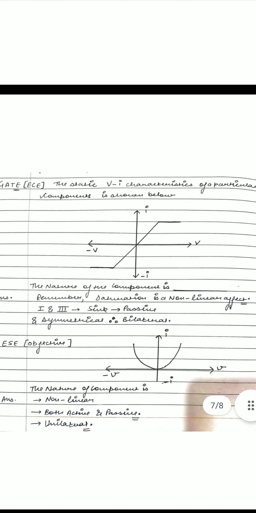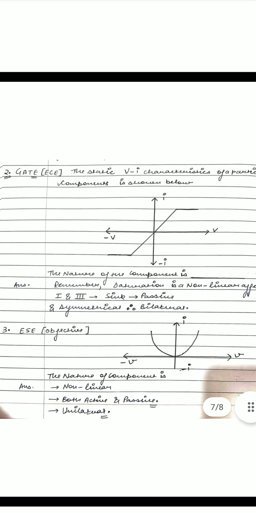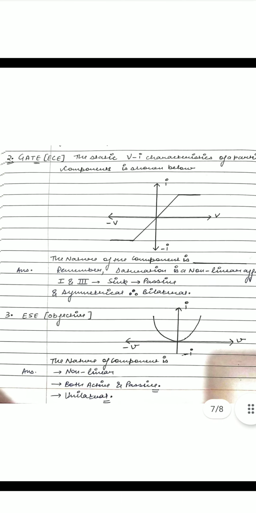The static VI first question was already asked in GATE ESE. The static VI characteristics of a particular component is shown below. From the graph we have to find out the nature of the component. So first thing, is it linear or non-linear? We have to check it first.